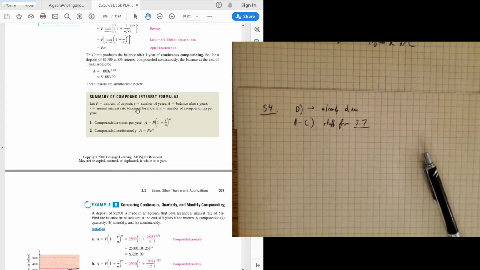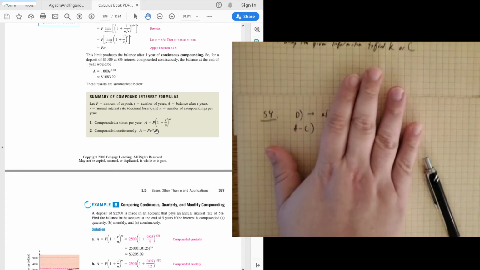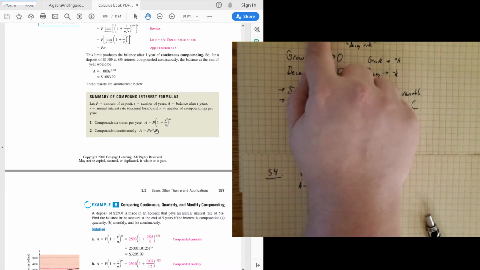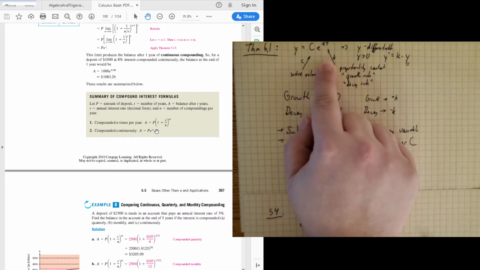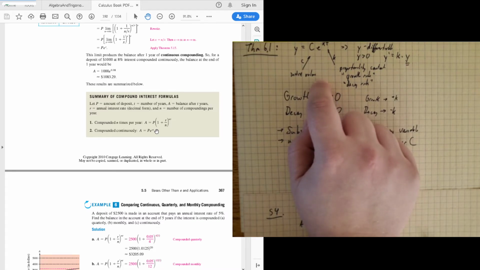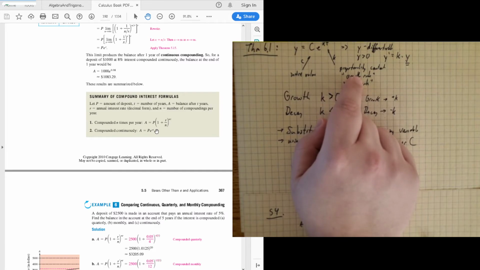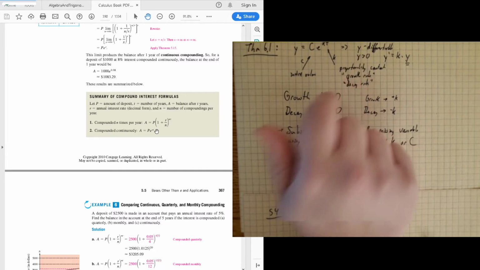In this case, these are the two formulas you're going to need for this section. Notice that compound continuous, that's part D, is this bottom formula, which is P e to the RT, which you'll notice is suspiciously similar to C e to the KT. That's because it's the same formula. It's just they use principal instead of initial value, which is the same thing. R is rate, whereas it's the proportionality constant, which is the same thing. And T is time.